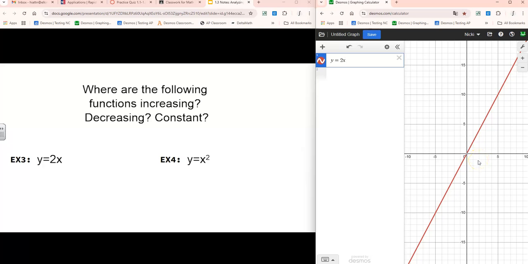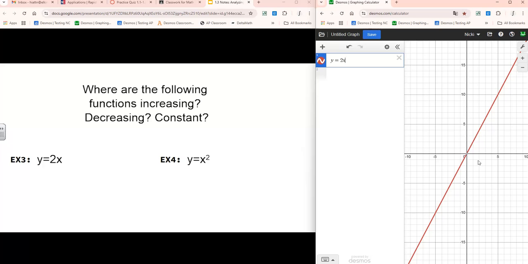it's just a line. Is that increasing, decreasing, or constant? Okay, it feels like it should be constant. There is a constant rate of change. So in some ways, constant feels right. But we're not talking about if it has a constant rate of change. We're talking about if this is a roller coaster and we go from left to right, are we going up or are we going down? Or are we going on a straight line? All right, we're going up in this case. So this one's going to be increasing.